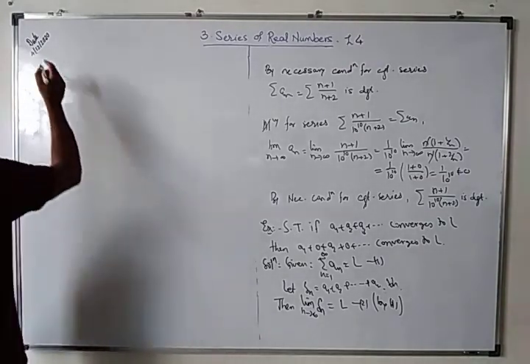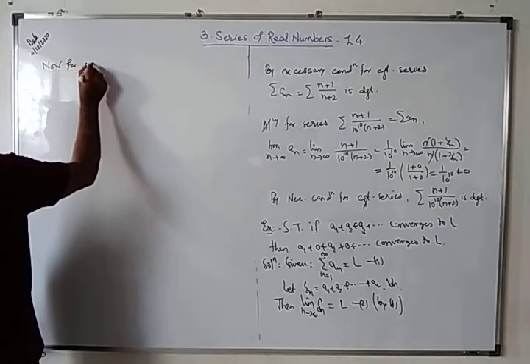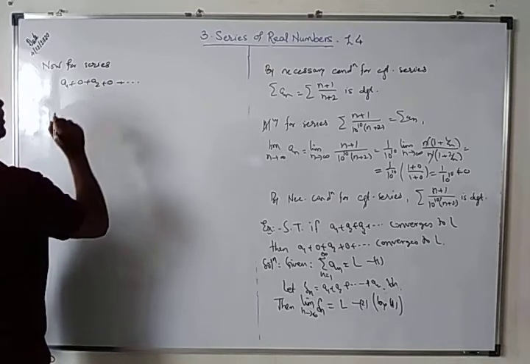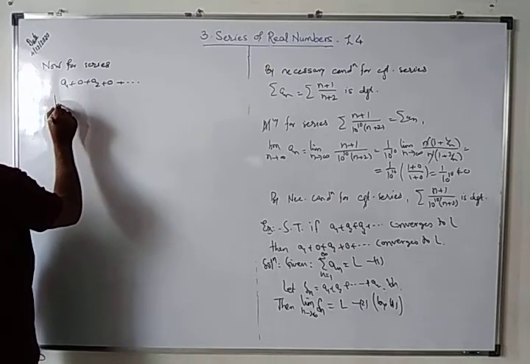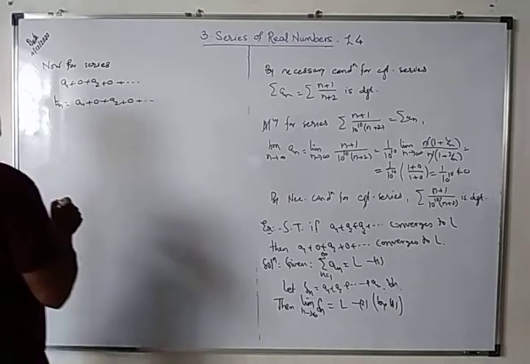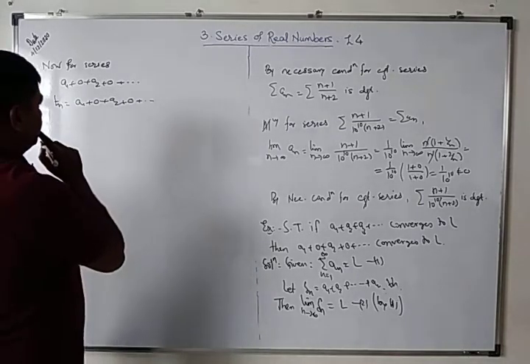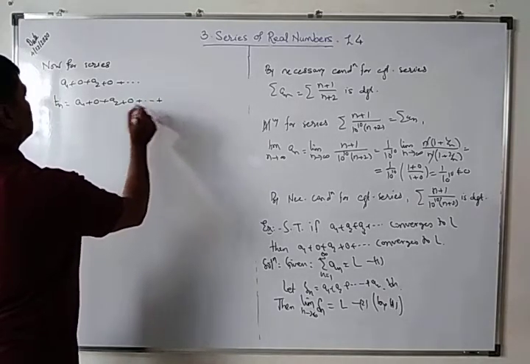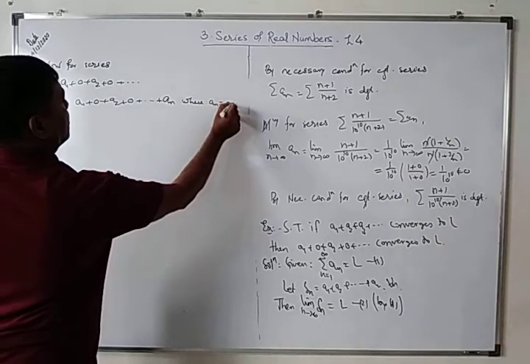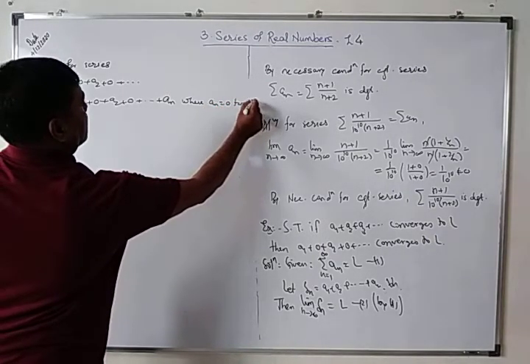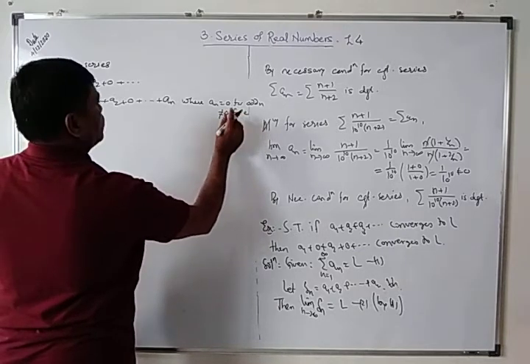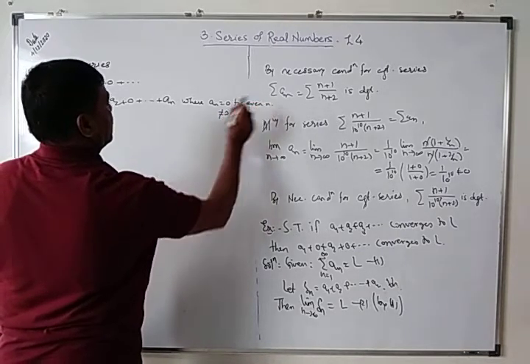Now for the series, Tn is equal to a1 plus 0 plus a2 plus 0 plus dot dot etc. plus an, where the term is 0 for odd n and it is not 0 for even n, right?